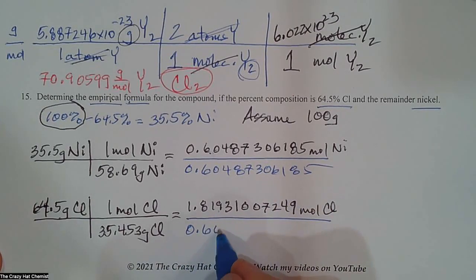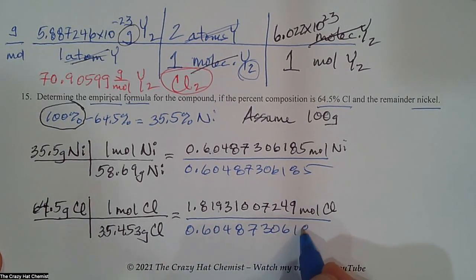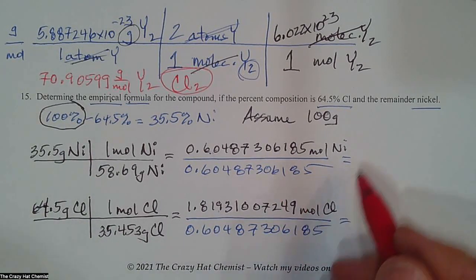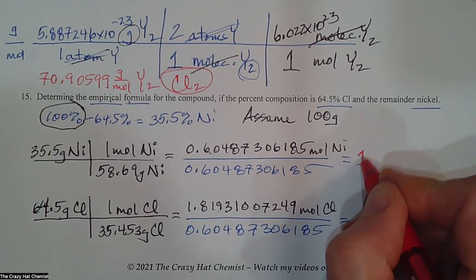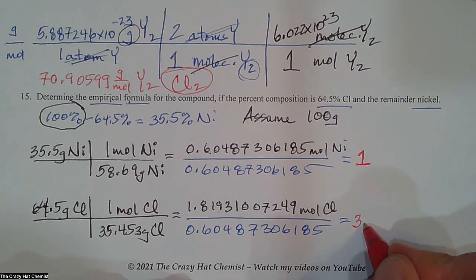Same number. I'm going to divide them both by the smallest number. You are always dividing by the smallest number. Okay. And then what I'm going to do is get a numeric value. This is 1. This is an exact number. So there's 1 nickel in this formula, hopefully. And then this one will be 3.0.